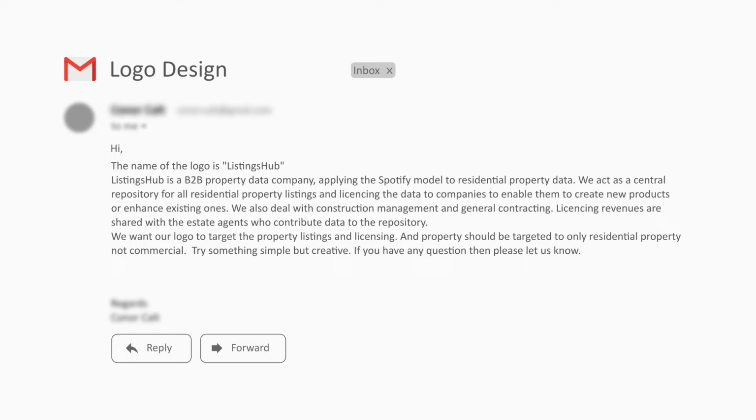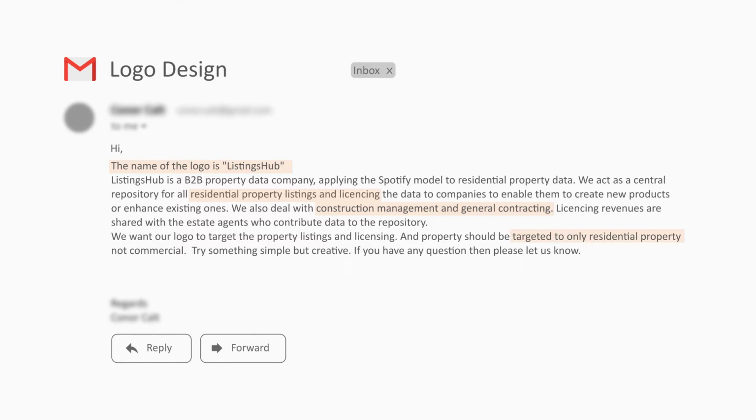Now, the major points that I extracted from this brief. First of all, it's the name of the logo, which is Listings Hub. The second is that the company is providing residential property listings and licensing services. The third important point is that they also deal with construction management and general contracting. And the fourth important point is that the logo should be targeted to only residential property and not commercial.